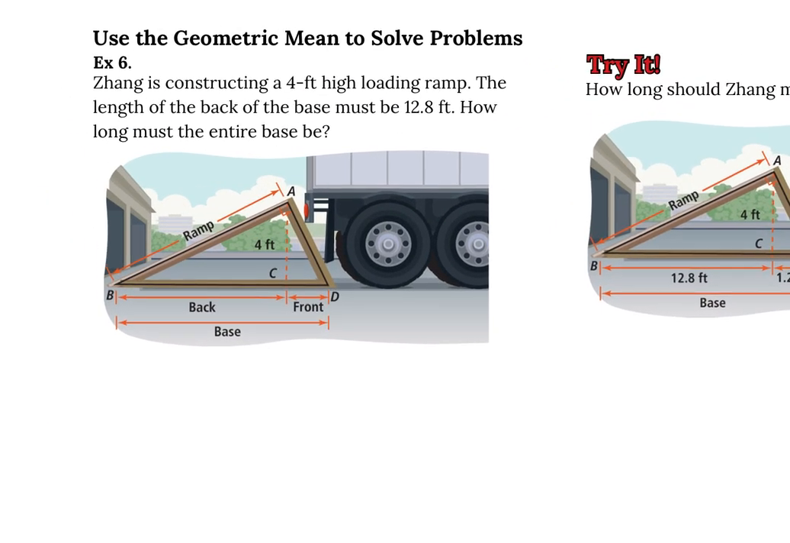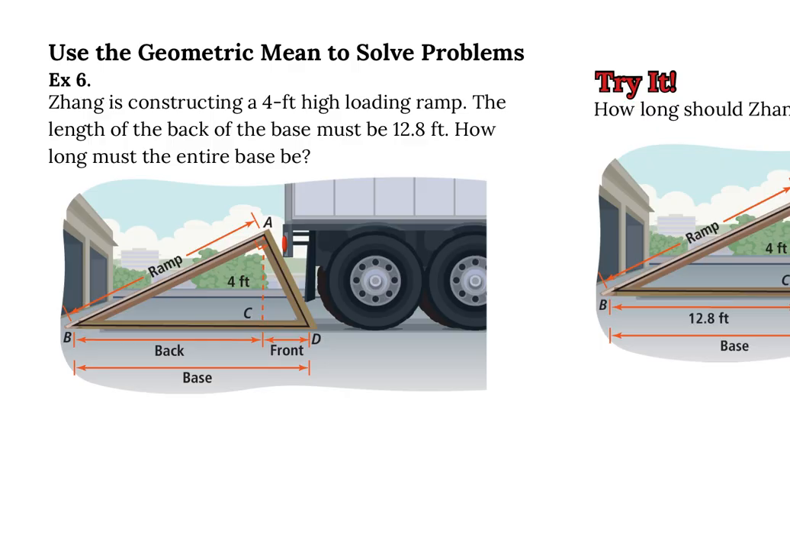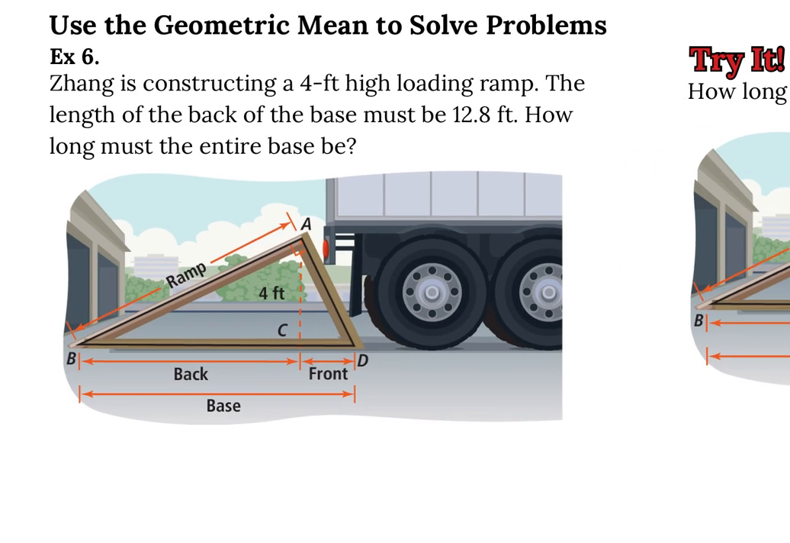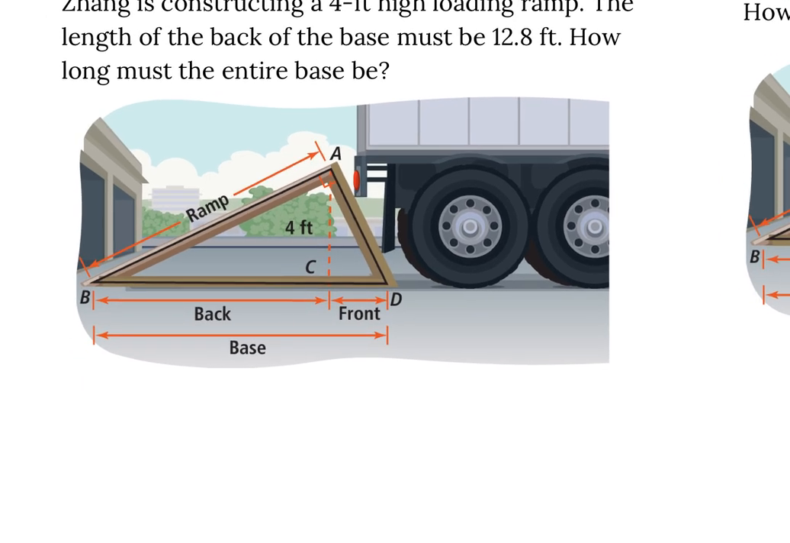All right, example 4, we want to use the geometric mean to solve a problem. All right, so we're constructing a 4-foot high loading ramp. The length of the back of the base must be 12.8 feet. How long must the entire base be? So our length of the back must be 12.8. And we want to know how long the base has to be. Okay, so we're looking for our front measurement here.